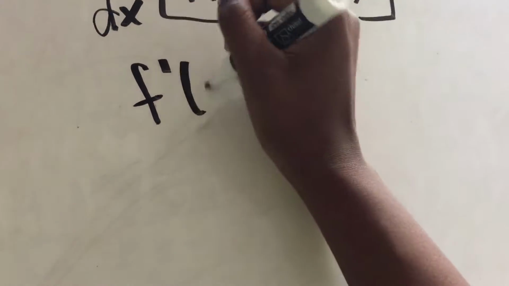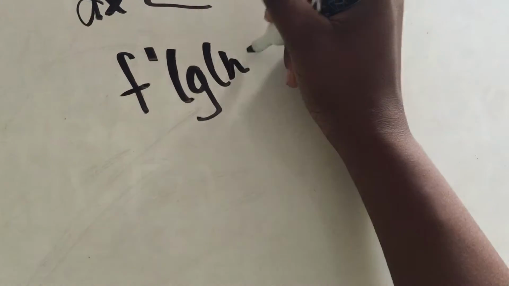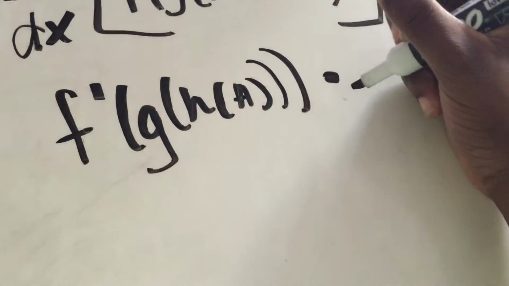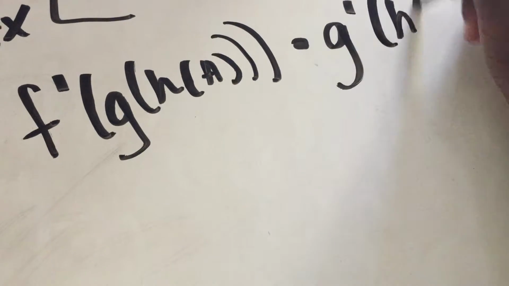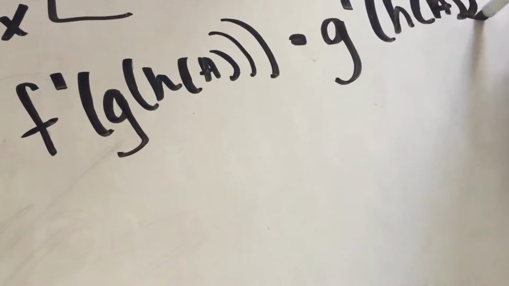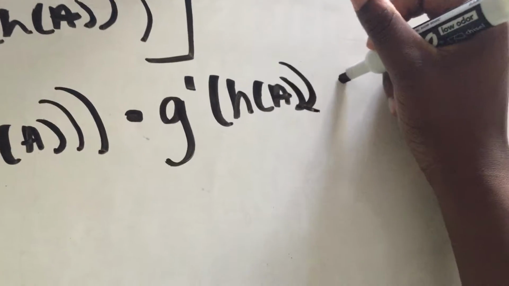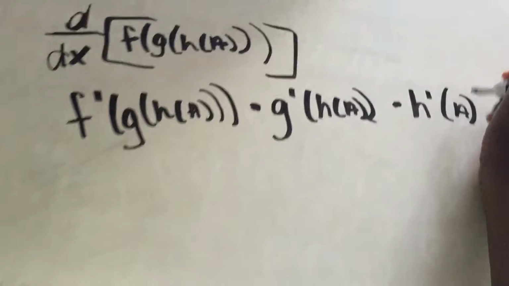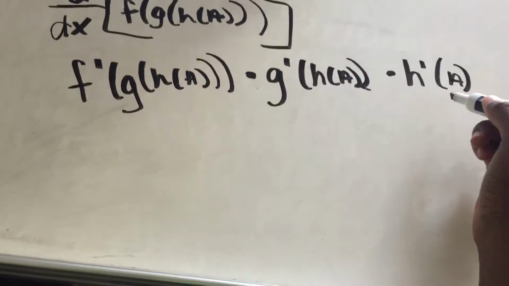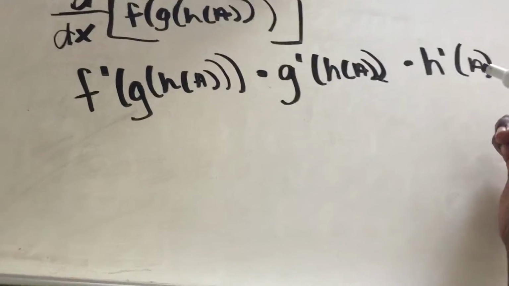But basically that is going to be f prime of g of h of a. I'm trying to make sure I have enough parentheses. Times g prime of h of a, times h prime of a. And that's going to be my formula. That is basically what we're doing. You have to do power rule and chain rule.